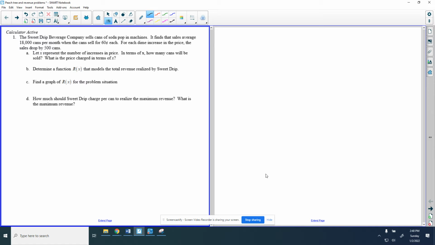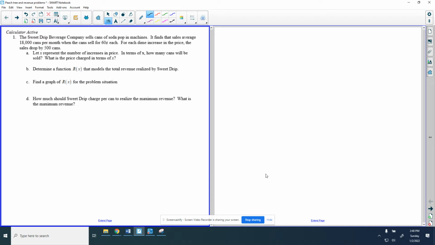Okay, the thing about revenue problems, or Peachtree problems, is there's always going to be one variable that's increasing and one variable that's decreasing, which is going to allow us to have a parabola that opens down, which means we're going to have a maximum value. My first problem is a revenue problem.